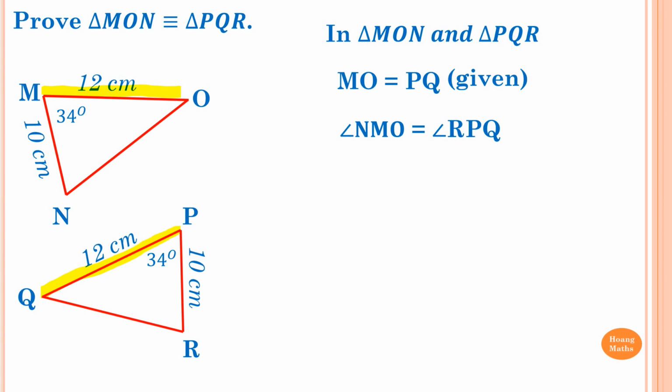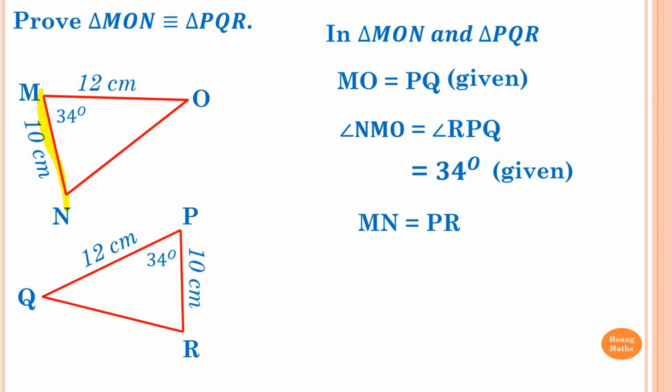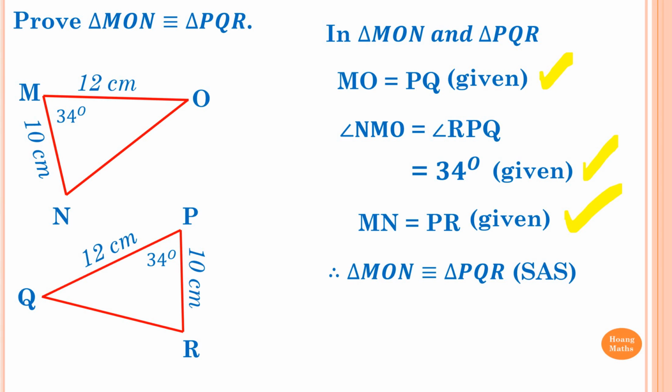Now, the next one is angle NMO is equal to angle RPQ, because both are equal to 34 degrees. So you can write equal to 34 degrees as well. And the reason is given, because it's stated on the diagrams. Last one is MN is equal to PR, and both are 10 centimeters. And the reason is given. Now we have corresponding sides equal and corresponding angles equal, and then the corresponding sides are equal as well. So therefore, triangle MON is congruent to triangle PQR, and the rule is SAS.